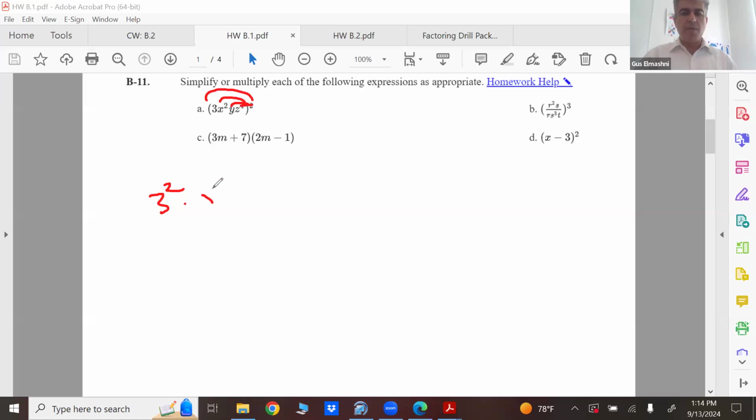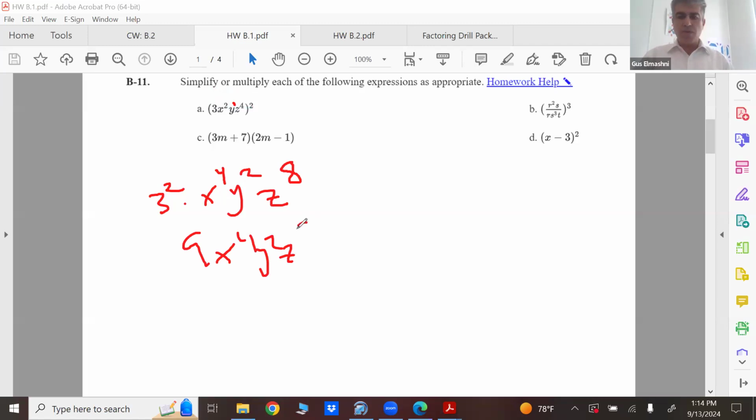So you have 3 squared, and what's 2 times 2? 4. And you assume that a y by itself has 1 as the exponent, but then when you do 1 times 2, that's 2. And then z, to what power? 8, because you're doing 4 times 2. So you can do that. That's actually the shortcut. And I totally encourage you to use shortcuts.